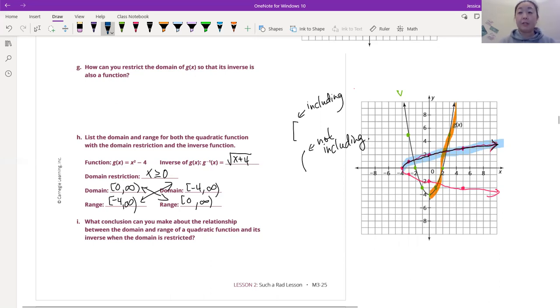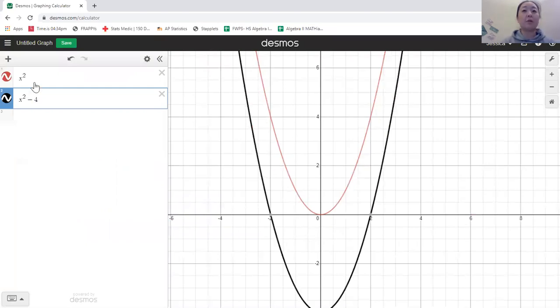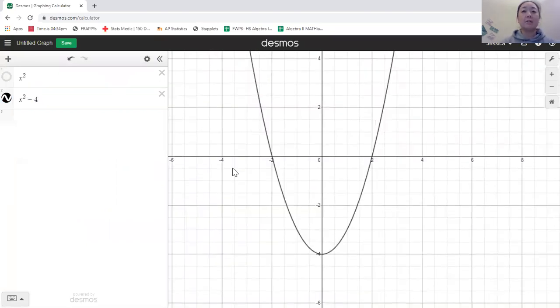So far, so good. So now what we're going to do is, how do we restrict this? We only want this right-hand side. From the vertex, we only want the right-hand side of it. How do we restrict that? So what is x equal to? So if you look at Desmos, let me go back to -4. I don't need that guy. So if you want only this right-hand side right here, how do we restrict that?